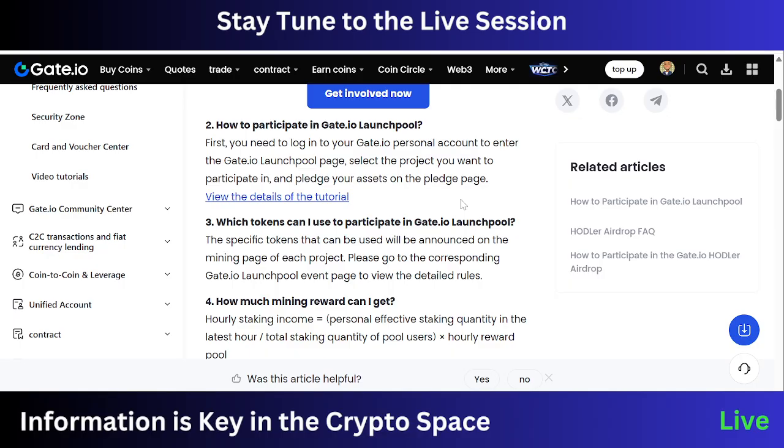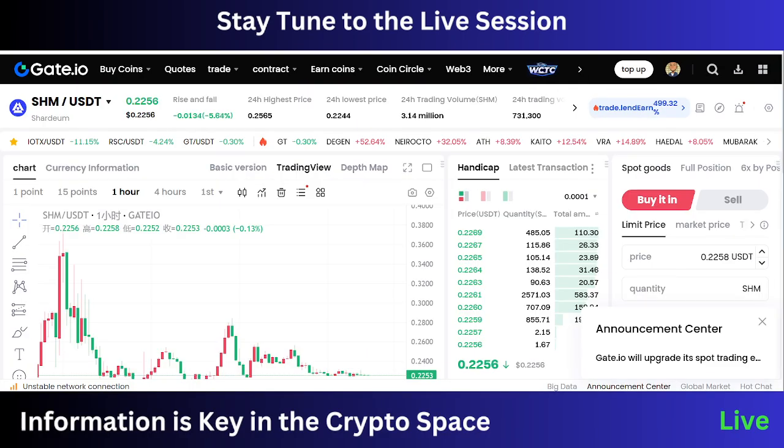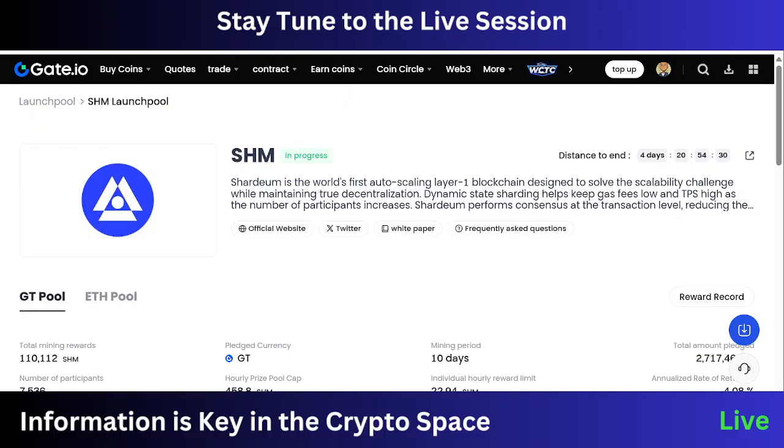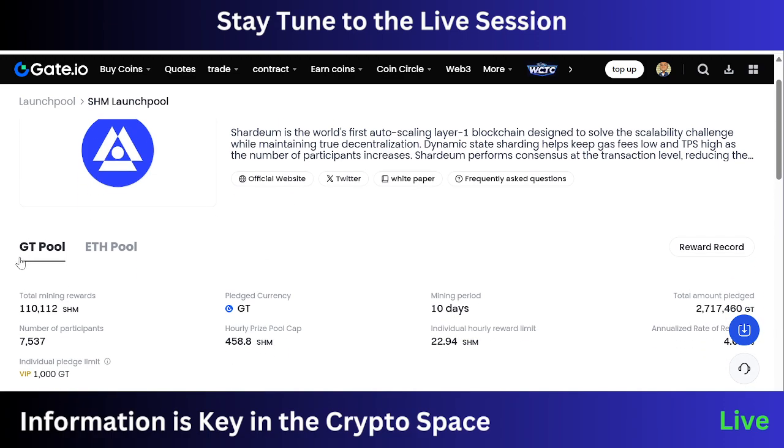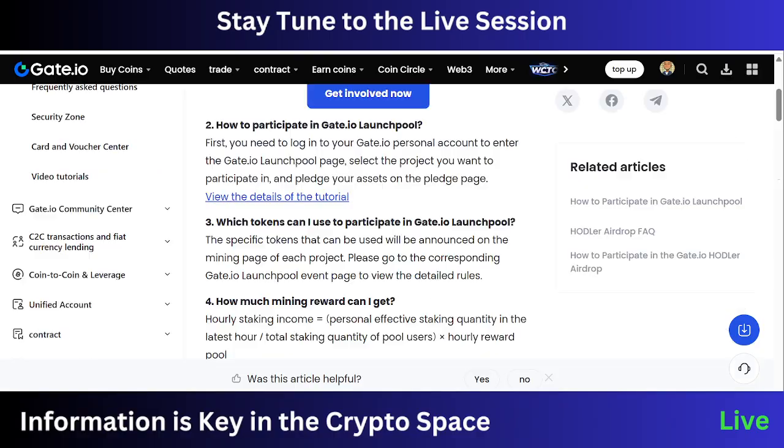So, which token can I use to participate in the Gate.io Launchpool? The specific token to be used is announced for each project. For example, the tokens to be used to participate in this SHM project are GT, the Gate token, and ETH.